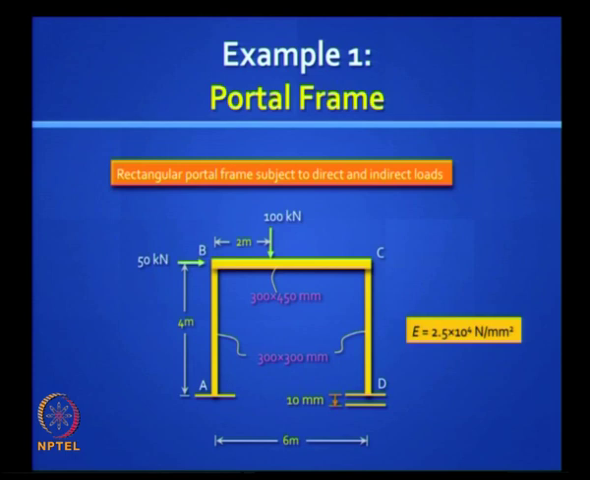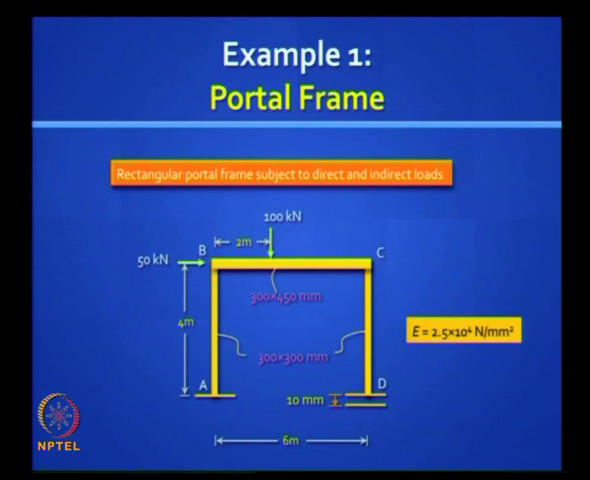So 300 by 300, the two columns are square, and the beam has a depth of 450 mm and a width of 300 mm. It is a typical single bay portal frame, and let us learn how to analyze this. We should know what the displacements are, at least at the joints, the maximum displacements, but more important, we must know the support reactions. We must know the bending moment diagram, the shear force diagram, the axial force diagram, which is all easy once you have the free bodies.